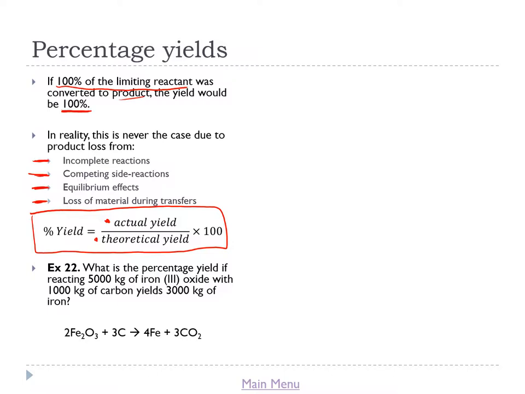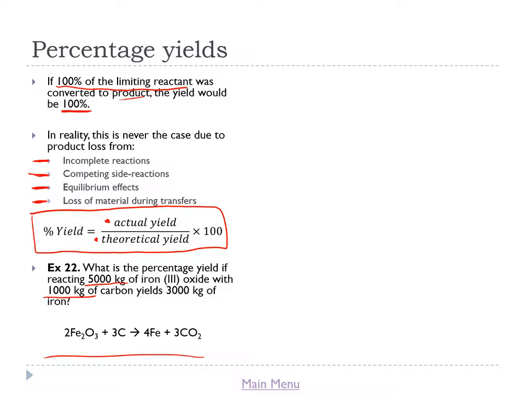So example 22, what is the percentage yield if reacting 5,000 kilograms of iron 3 oxide with 1,000 kilograms of carbon yields 3,000 kilograms of iron? And here's the equation for that. 2Fe2O3 plus 3C makes 4Fe plus 3CO2. Now, before we can do this, because we've got two different reactants labelled, our iron 3 oxide and our carbon, we need to do a limiting reactant problem first.